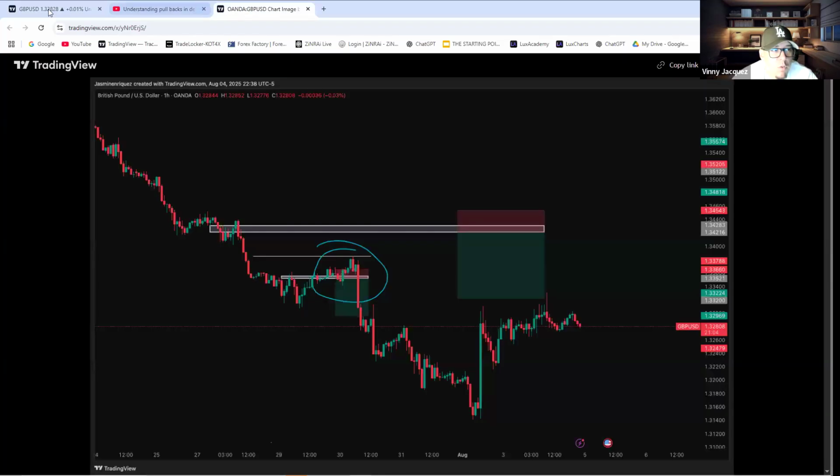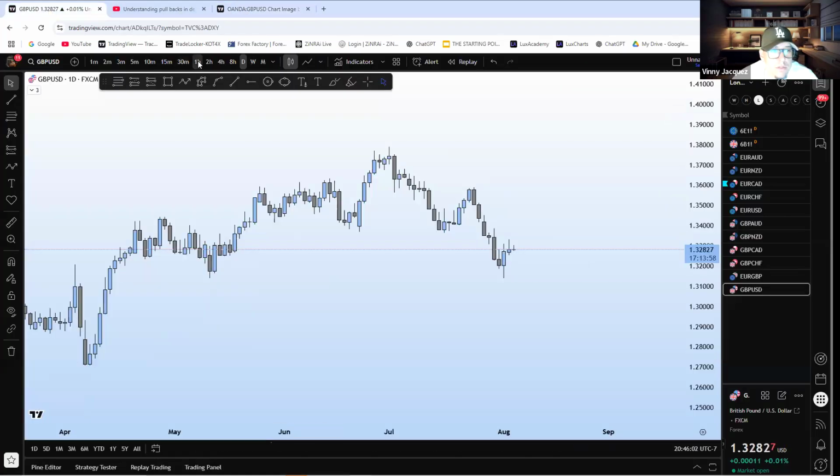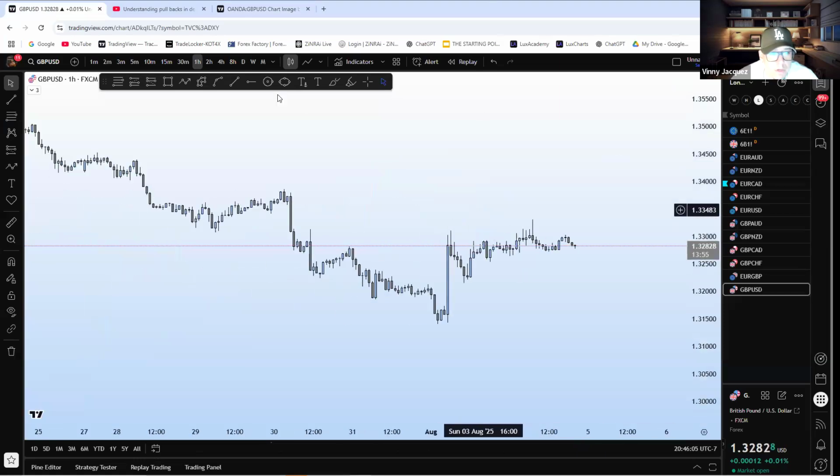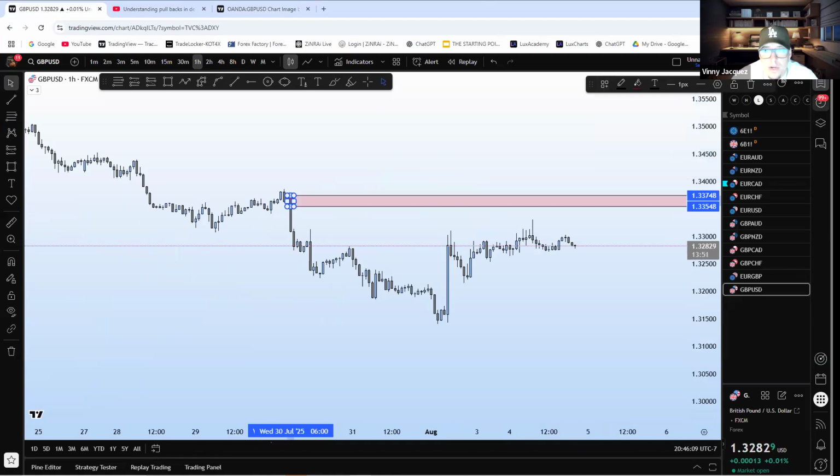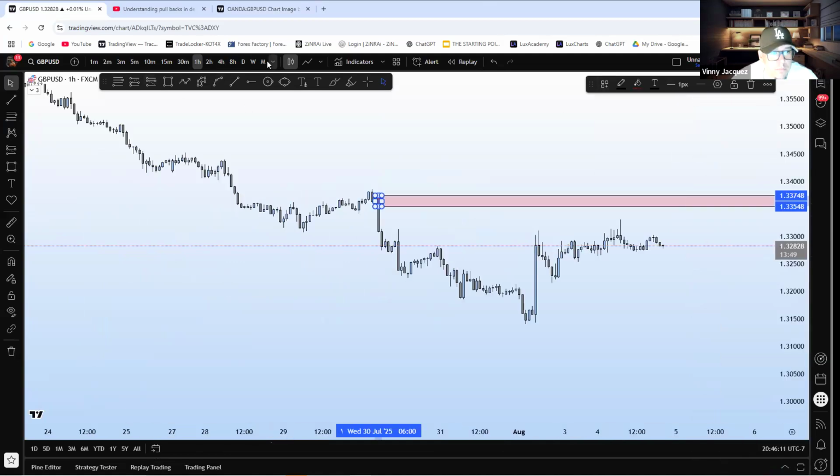What time frame are you on? You're on the 1 hour time frame. Your sells are right here. So let's go ahead and just mark that up real quick, and then we'll go ahead and hop on a higher time frame and then just confirm.